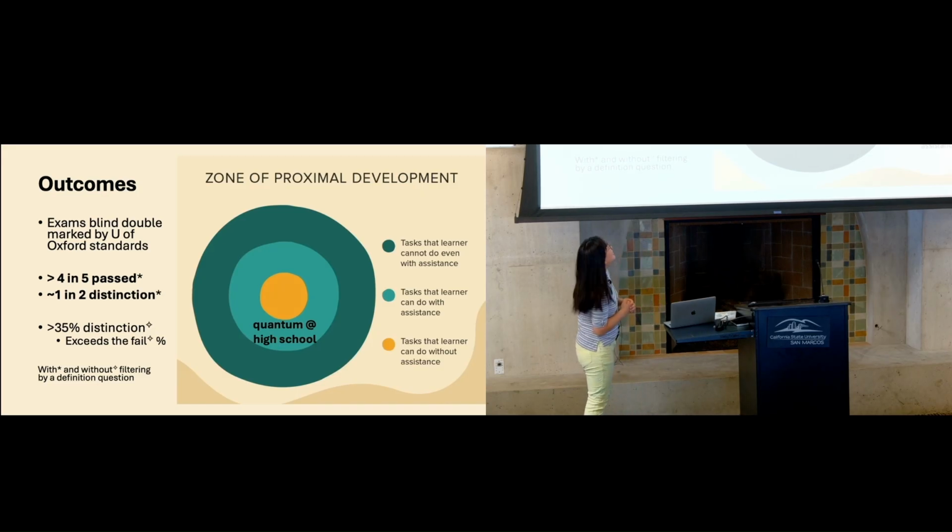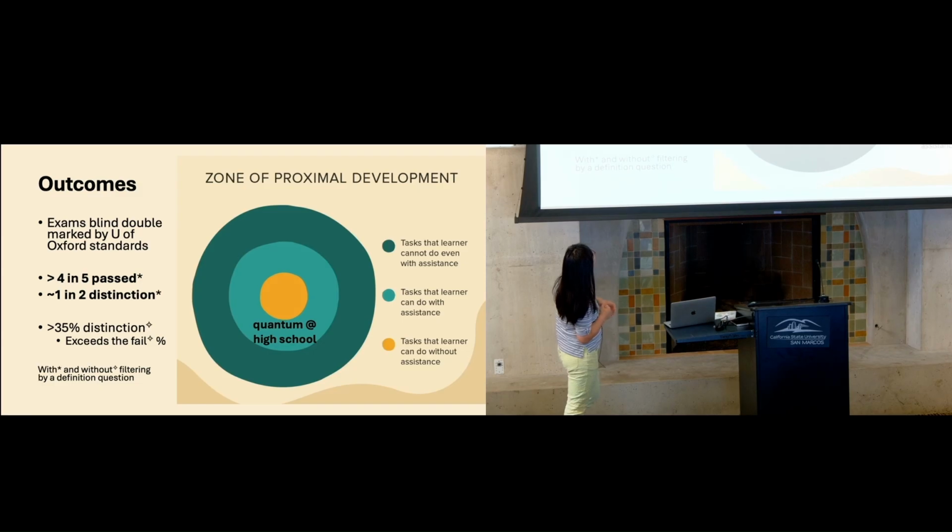We were really happy, because you spend so much time in study and don't know how it's going to go, but it exceeded our expectations. Over 4 in 5 students passed, and about 1 in 2 received a distinction, which is the highest grade category in the UK grading system. So that's above 70%, versus in the UK, 50% is a pass, I think, or 40%, depends.